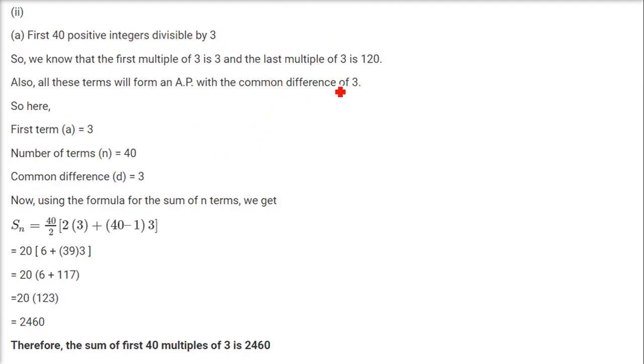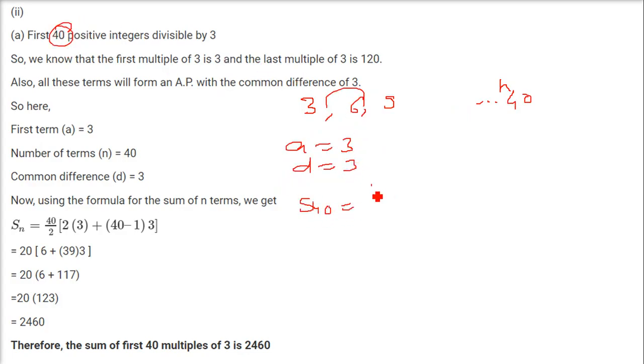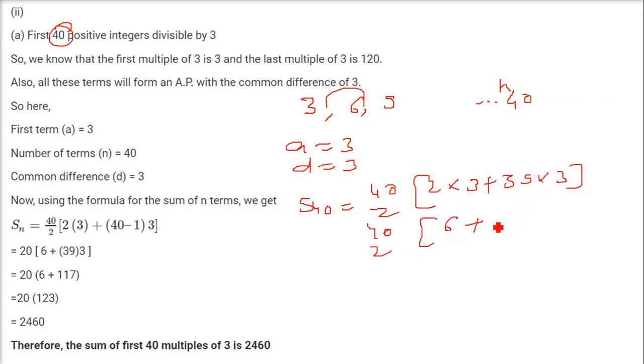40 positive integers divisible by 3. So we start with 3, then 6, then 9. So go up to 40 numbers, which means n equal to 40. 40 is not in this series. So a is 3 and d is what? D is also 3. And we have to find out for 40. So S40 we have to find out. So 40 by 2, 2a, that is 2 into 3, plus 40 minus 1, 39 into 3. So 40 by 2, this is going to be 2 3s are 6, plus 39 into 3 is 117. 117 plus 6 is 123.